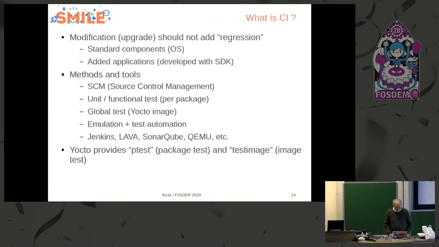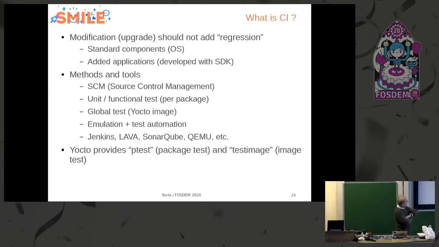Okay, so the last part is to try to use some CI functionalities. When you add functions or you modify a system, you want to check there is no regression on the system after an upgrade of the standard components, and on added applications you develop with the SDK, and then you add packages, for example. So you have lots of methods and tools for that. It's very famous, and I don't want to talk about it again.